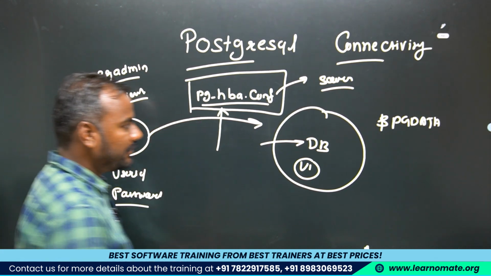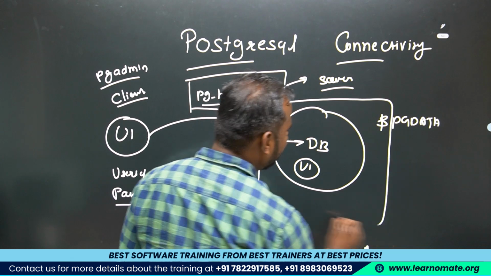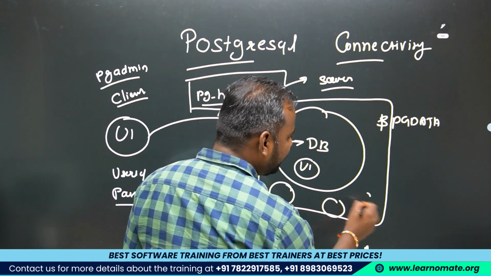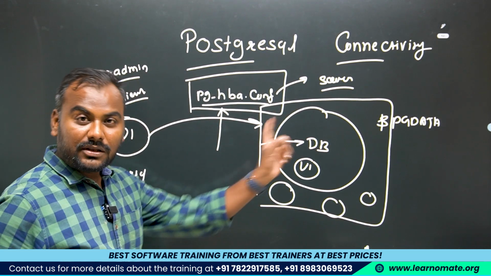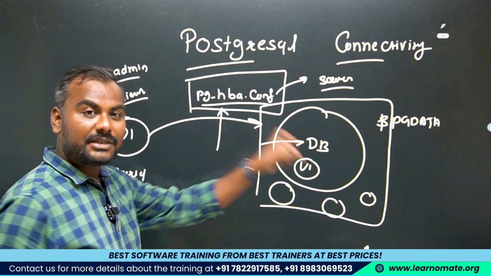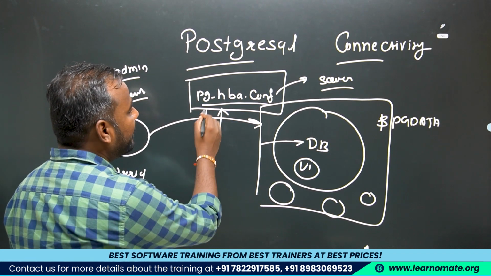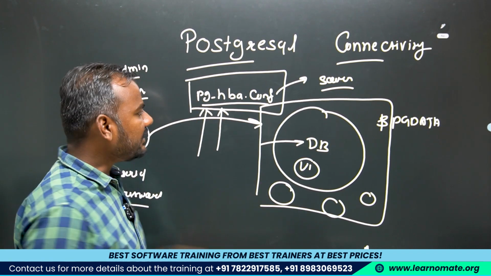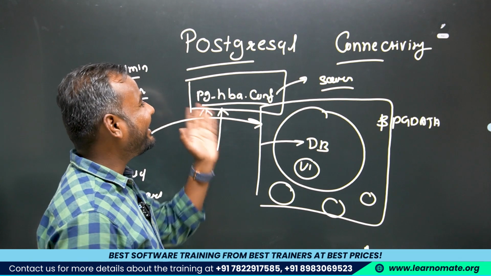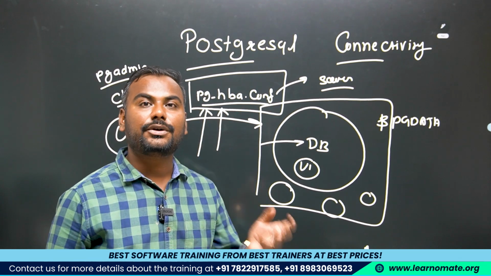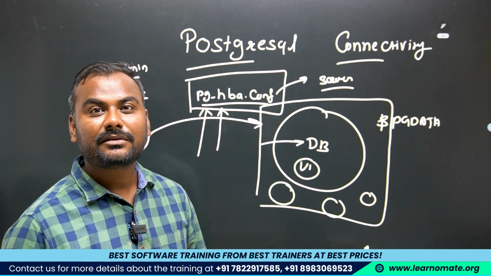Apart from this, it will also have the information about what database he can connect to, whether he can connect to all the databases, because if I take the example of a PostgreSQL cluster, you can have multiple databases here, right? So can this user connect to all the databases or only to a specific database? All the details will be available in this configuration file. This configuration file will be created automatically as soon as you do the installation of the PostgreSQL cluster.